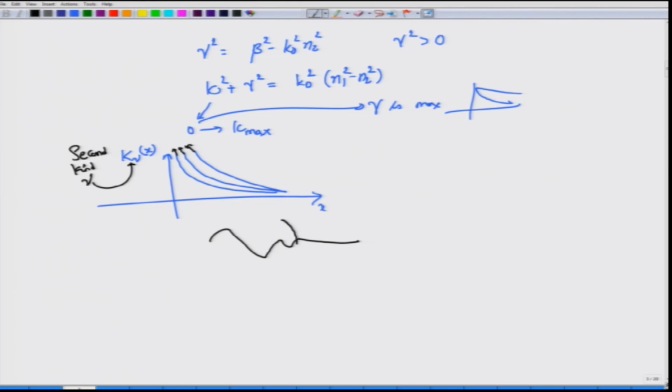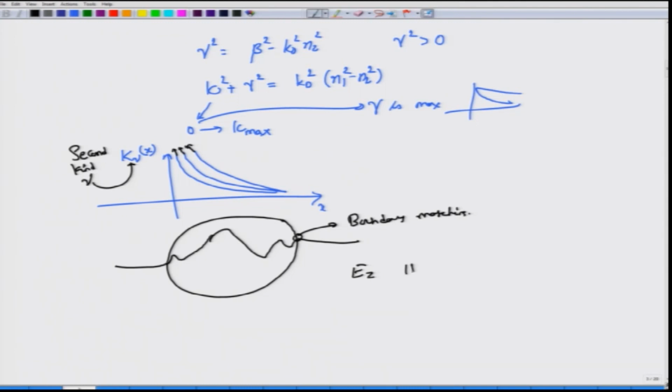So, if this is my optical fiber core, then the solution would look like this, and outside it has to decay out. The points at which we are going to merge the two solutions, one from the core which is oscillatory and the other in the cladding which is decaying, are called boundary matching, and we will have to do a lot of boundary matching here. What sort of boundary matching do we need to do? We need to match the Ez component, Hz component, E phi component and H phi component. You have to match these 4 components, because all of them are tangential components at the boundary r equal to a.